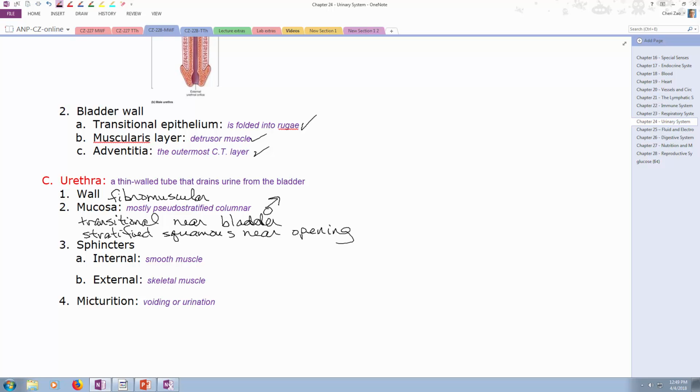Indeed, we have sphincters. The internal sphincter, which you located at the base of the bladder, is smooth muscle. So that means it's not under voluntary control. But the external sphincter is skeletal muscle, and that indeed means that it is under voluntary control. And that brings us to what's called micturition, which is another term for voiding or urination. Because we actually do have a micturition reflex.